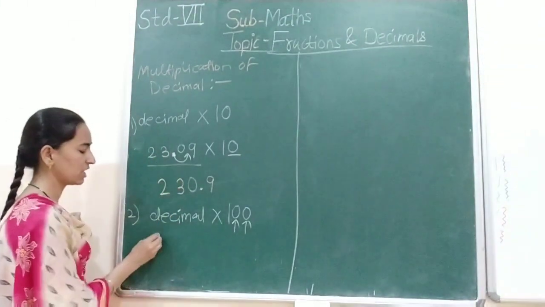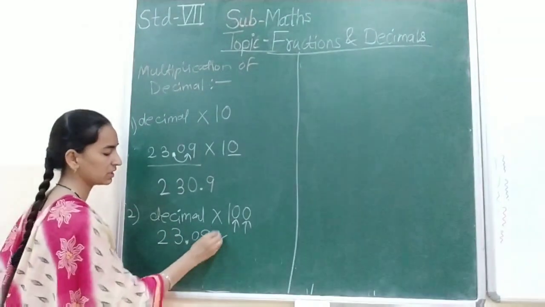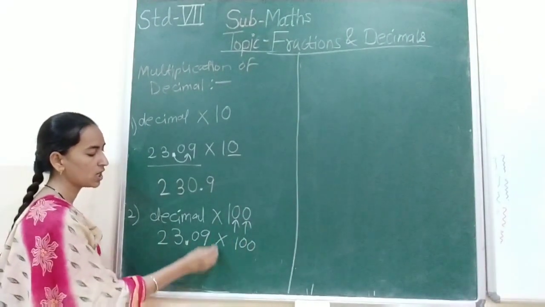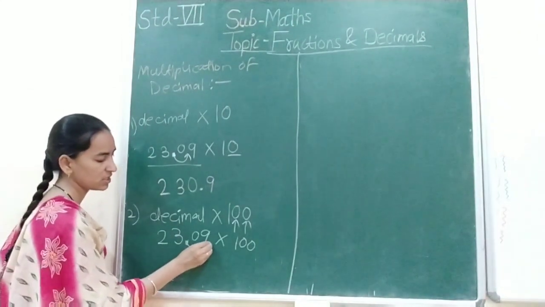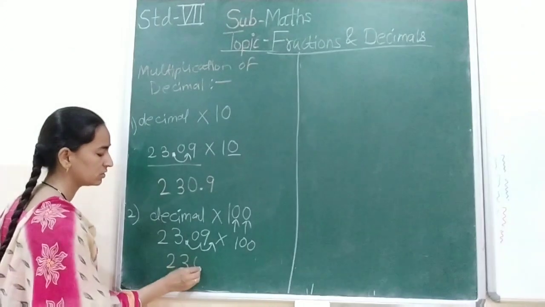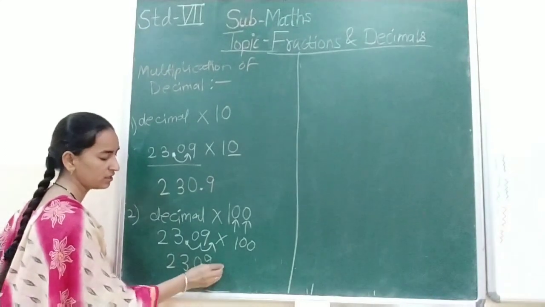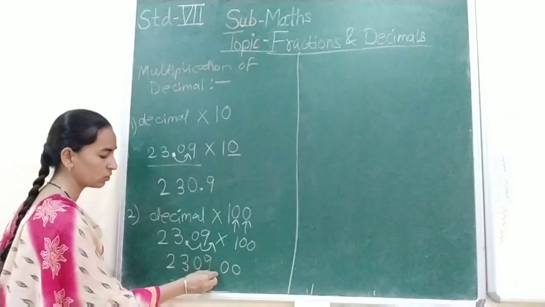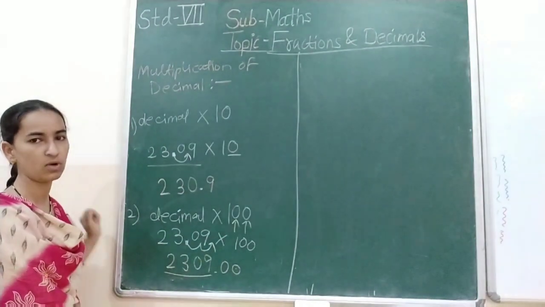Okay. See, same example, 23.09. But now I am multiplying this by 100. So my point is shifted towards the right by 2 places. That means this is the first place, this is the second place. So the answer is 2309. After 9, no number is there, so 0.00. Understand this? If you don't want to give 0.00, just write only the number 2309.